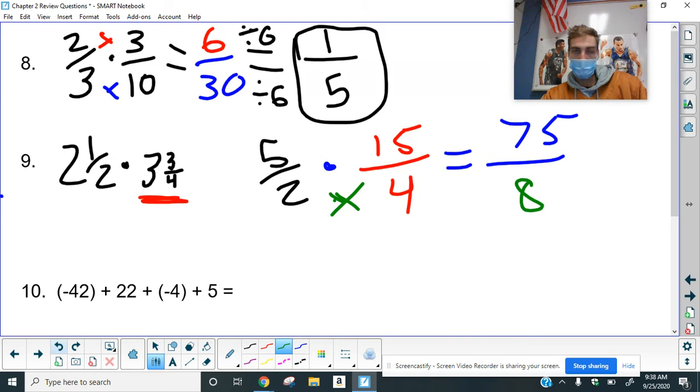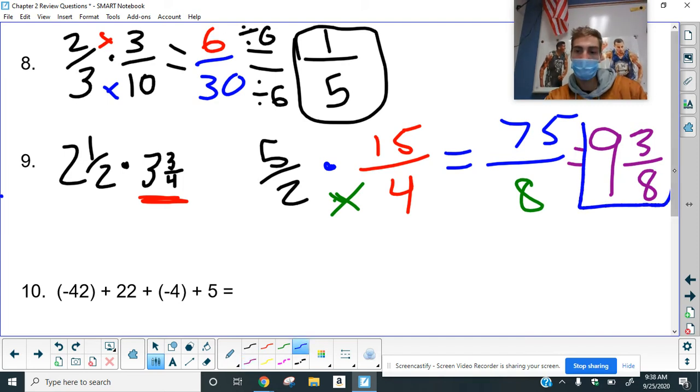Well, I know that 8 times 9 gives me 72. So I know I'm going to have a big old 9 in front, but 72 is 3 less than 75, and so I'm going to have 3 left over. So it'll be 9 3/8. Can I reduce this? No, I cannot. So that'll be my final answer.